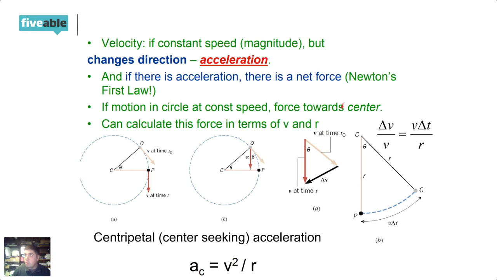Okay. That is where we get the term centripetal force, which means center seeking, and centripetal acceleration. That's what the little c means at the bottom on this equation. This equation is on your reference tables as well. Just remember, little c means center. So if you have centripetal acceleration, it will seek and point towards the center. Okay. And the equation for this is v squared over r.